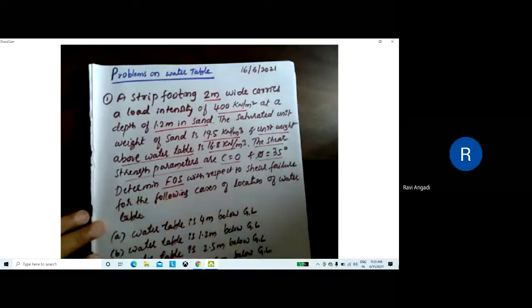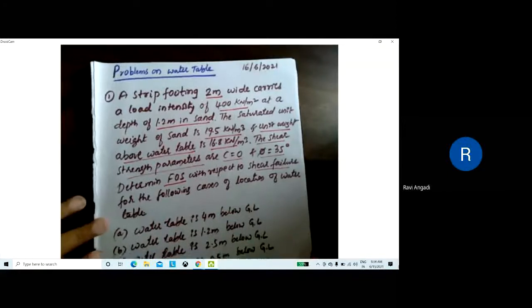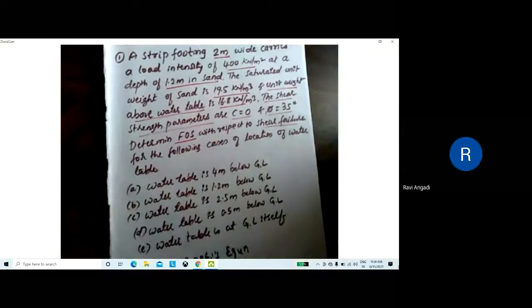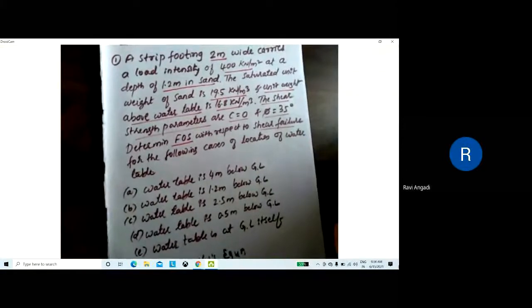Determine the factor of safety with respect to shear failure for the following cases of location of water table. Various locations of water table are given here. It's completely visible, right? You are able to read, right? Yes, sir. Okay, please take this problem. After completion, you tell me.